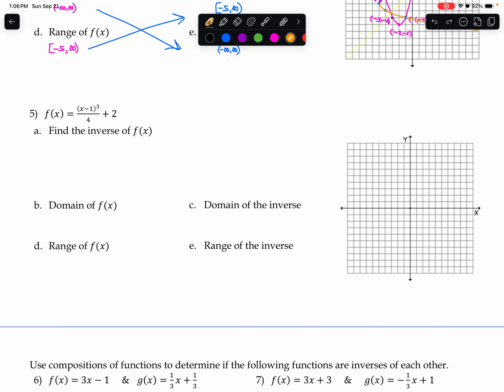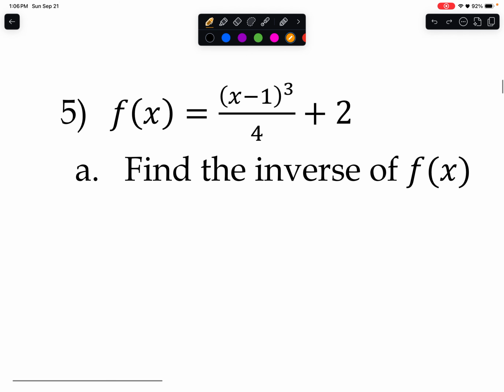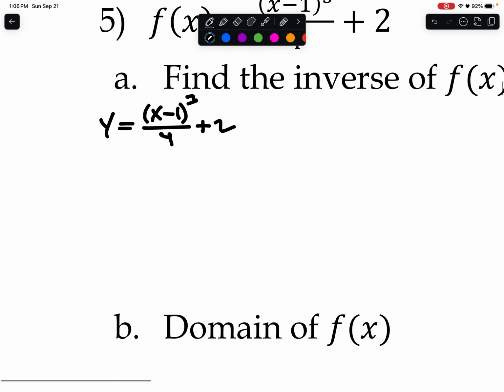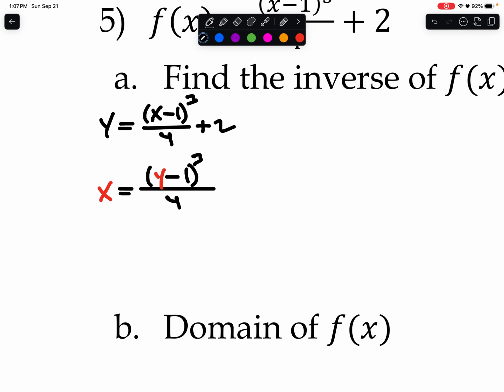So this one's going to be kind of annoying. So once again, we're going to start with y equals (x minus 1) cubed all over 4, and then plus 2. I'm going to go ahead and switch my x and y. So we're going to have x is going to be equal to y, make sure I switch my colors, minus 1 cubed over 4 plus 2. So start doing my inverse.